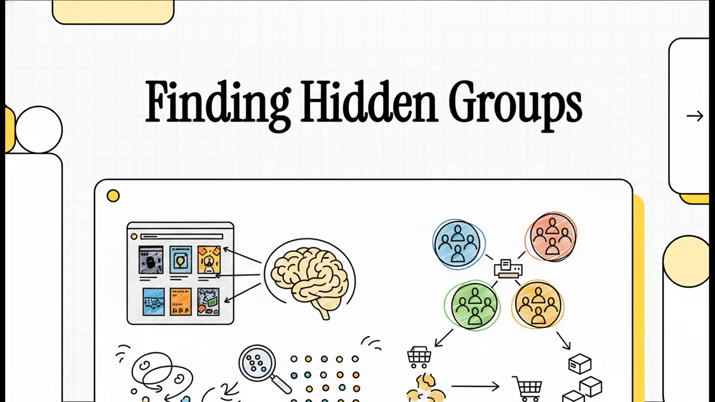Have you ever wondered how your favorite streaming service just knows what movies you'll like? Or how online stores can group millions of customers into these really specific categories? Well, it's not magic, it's all about finding hidden patterns in data. So today, let's dive into this incredibly powerful idea.